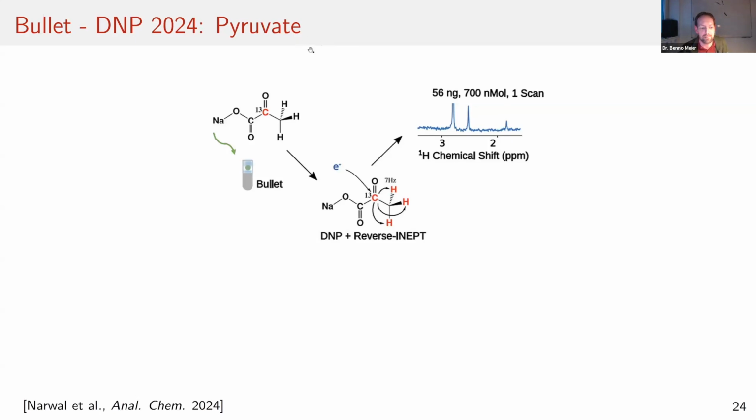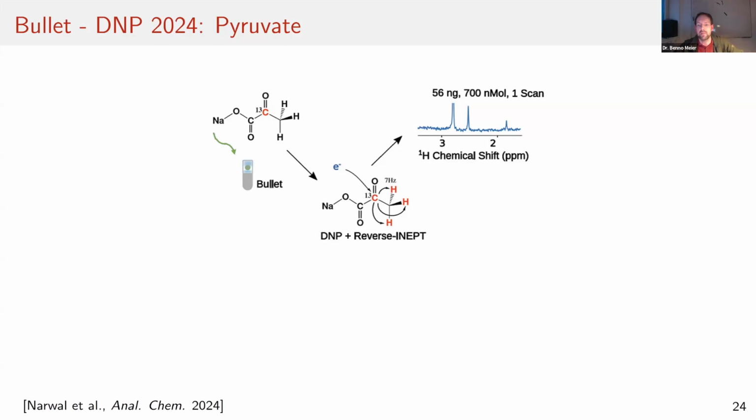So now finally, last year, we made progress. This is work from Pooja Naval, our PhD student, and she did the following. She took pyruvate, not the neat pyruvic acid that we normally use, but minute quantities of sodium pyruvate and dissolved them in a glass-forming agent with partially carbon-labeled DMSO. And this carbon-labeled DMSO would facilitate spin diffusion, and it would also facilitate spin diffusion to the sodium pyruvate.